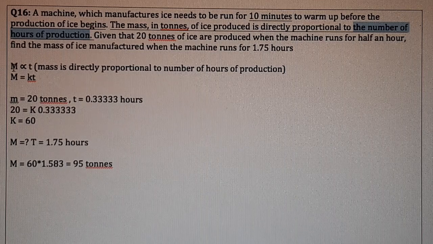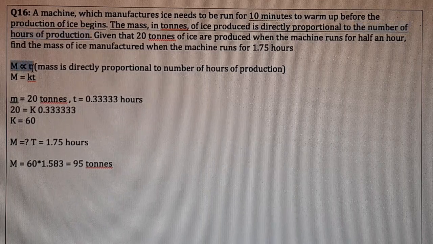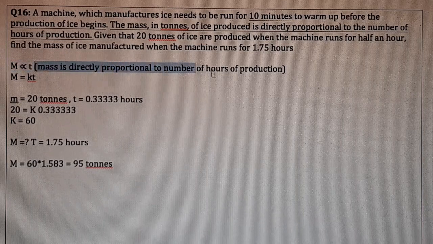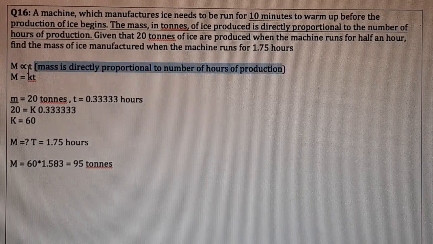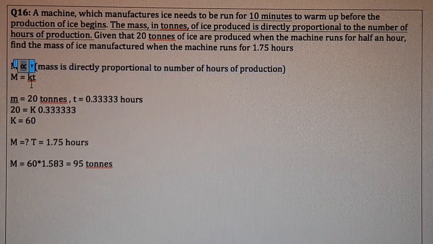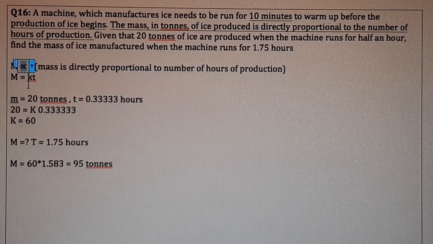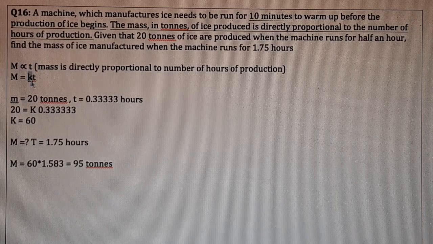Now that is written over here. Mass is directly proportional to the number of hours, that is, mass is directly proportional to the number of hours of production. Now this is important in order to insert an equality sign. By removing the proportionality sign, we insert a constant k.